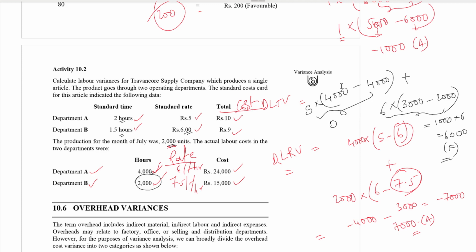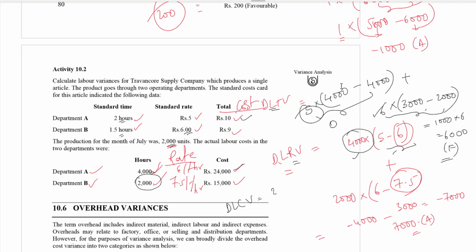I am using the word balance. It is simply the change in time at the estimated rate. This is time variance. Rate variance means the change in the rate for the actual time involved, and time variance means the change in the time for the estimated rate. That's all.